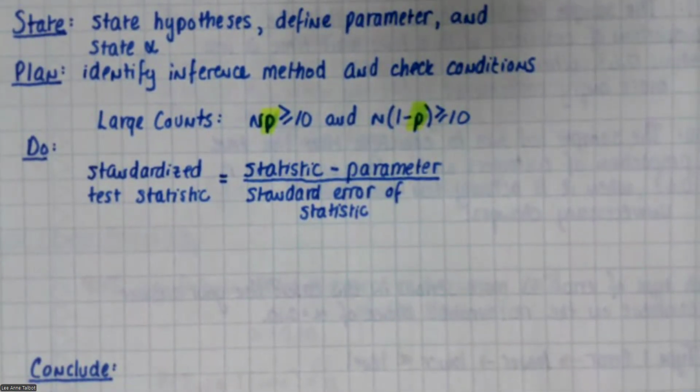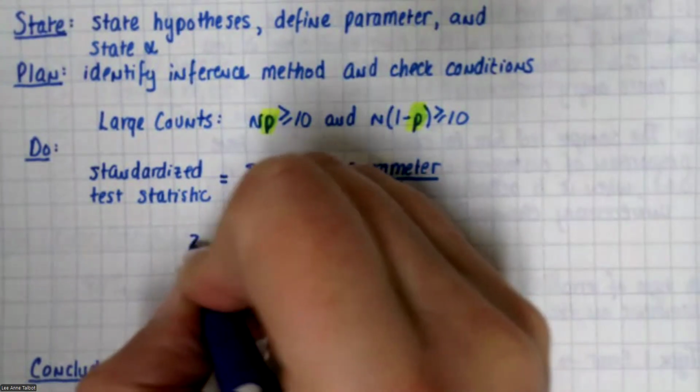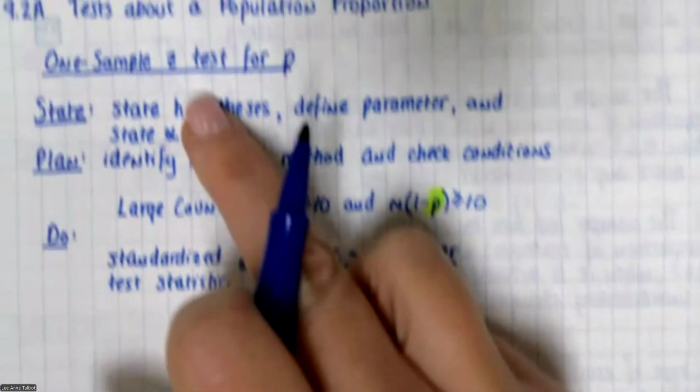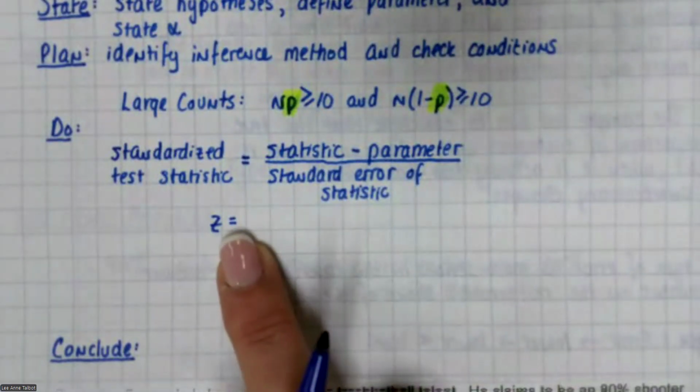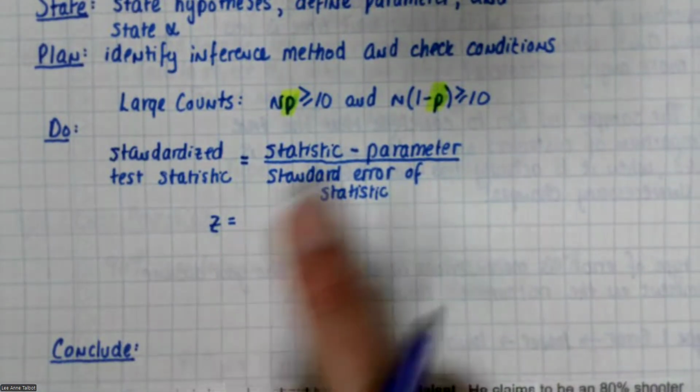Okay, so what we're going to do next is translate those words, which are very generic and are for all hypothesis tests, to just the one about a one sample proportion. In a one sample proportion, the standardized test statistic that we're working with is Z, because this is the letter that we're using here. It's a Z test. So we're going to find Z.